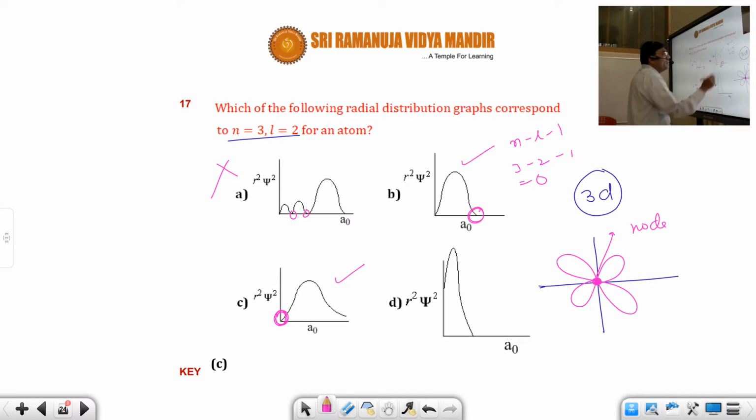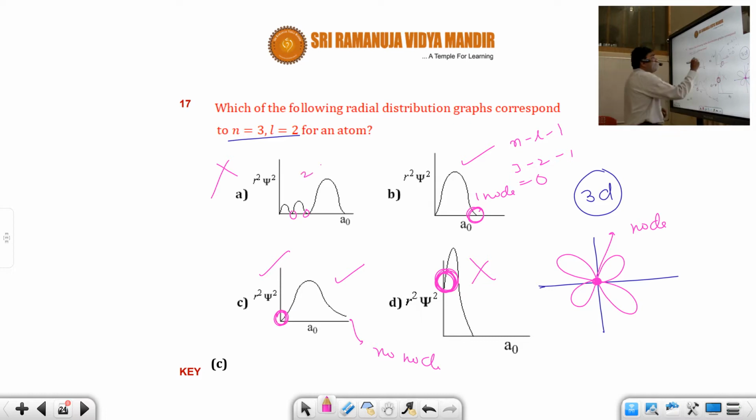B and C. Because here it is touching, there is one node. Here it is not touching, here it is not touching, so no node. So this is the answer. I hope you understood. But here it is starting, but near the nucleus there is electron density, so it is the wrong answer. I hope you understood.